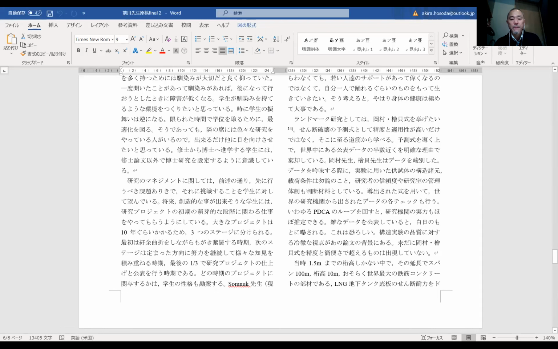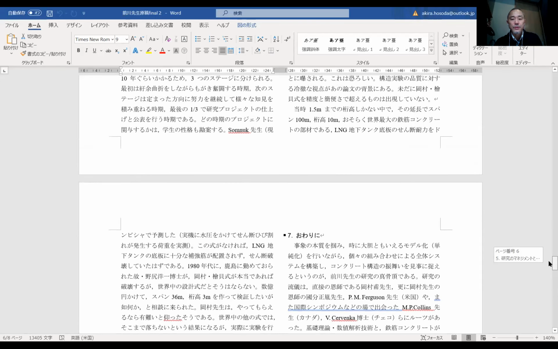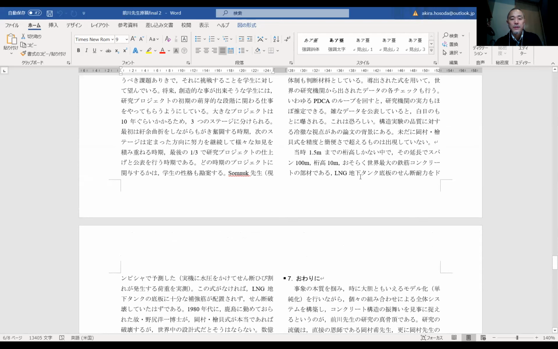It's explained like that. Finally, I want to introduce this episode or legend in this paragraph. It's related to the LNG underground tank. Do you know the LNG tank? Liquid natural gas tank. I'm not good at drawing, but it's a huge concrete tank, like that. Of course, there is a cover.